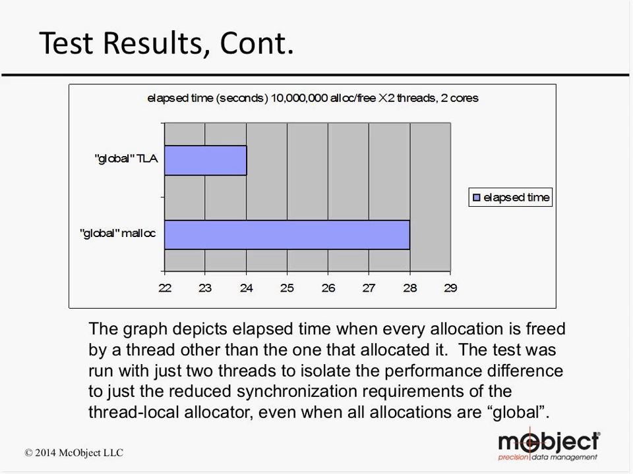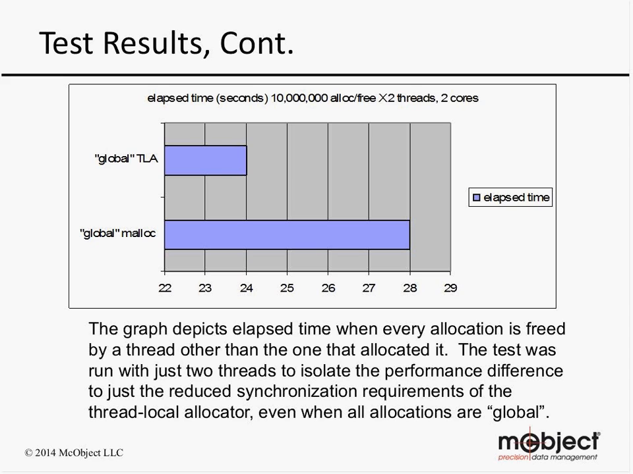And that was because we were always having to lock that PRL of the deallocating thread, or of the thread that did the original allocation. So we got about 15% performance improvement using the thread local allocator versus malloc in this case. That 15% is largely attributable to the superior performance of the block allocator relative to standard malloc.